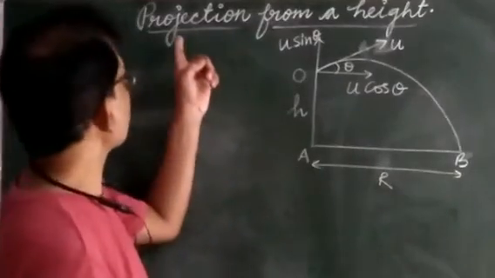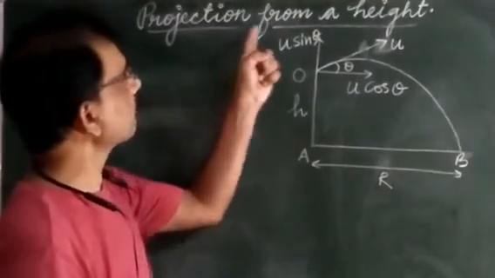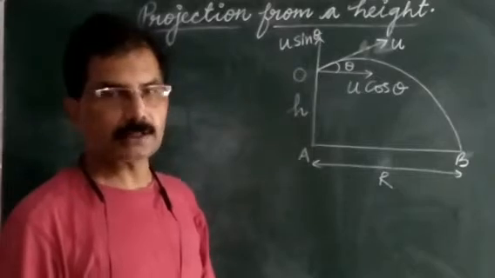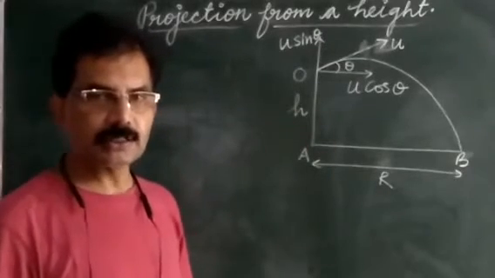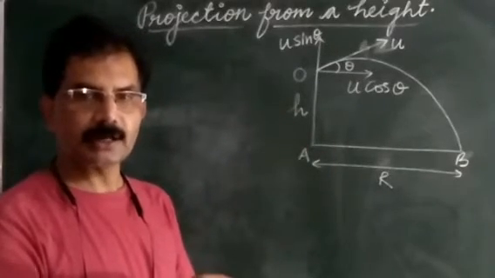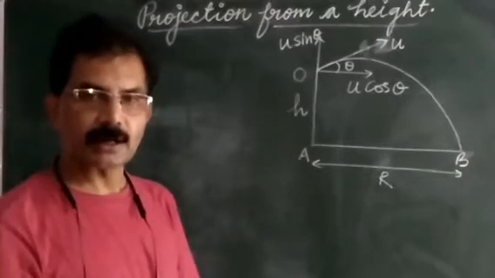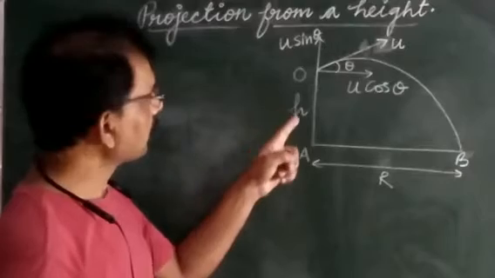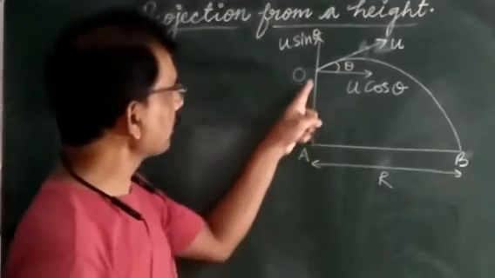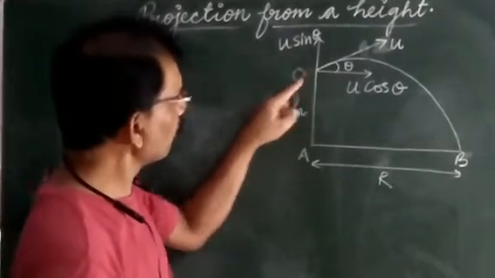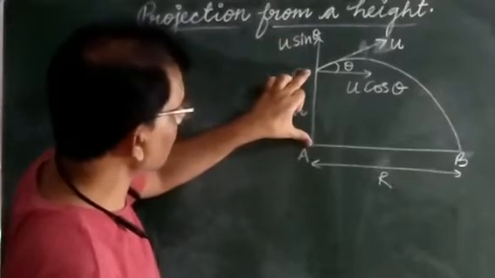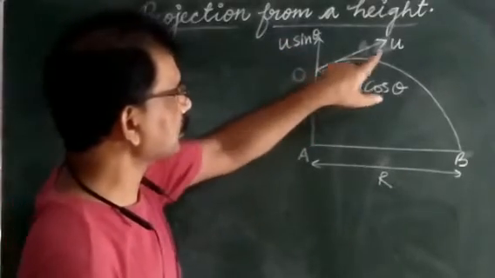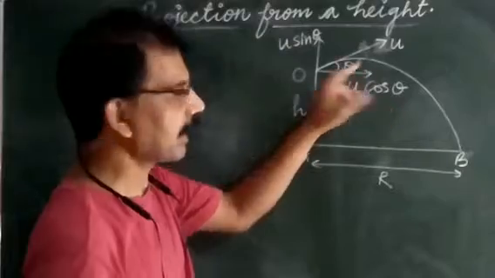In this video, I am going to discuss projection from a height. In the previous video, I already discussed when a body is projected at an angle theta from the ground. But here, let a body be projected from the point O, which is at a height h above the ground, with velocity u at an angle theta.